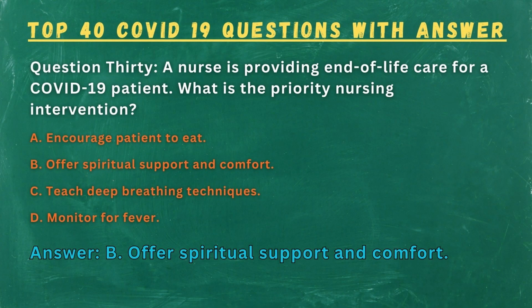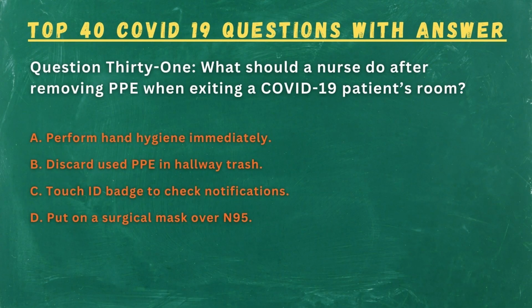Answer. B. Offer spiritual support and comfort. Question 31. What should a nurse do after removing PPE when exiting a COVID-19 patient's room? A. Perform hand hygiene immediately. B. Discard used PPE in hallway trash. C. Touch ID badge to check notifications. D. Put on a surgical mask over N95.